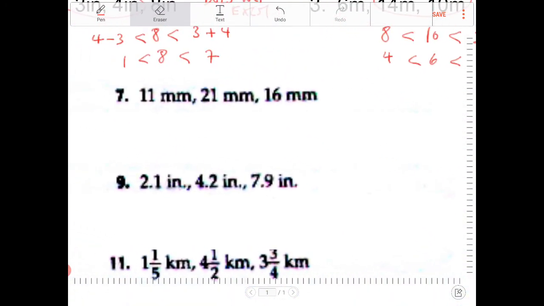All right, so I get 11, 21, and 16. I'm going to pick these two. So if I add 11 and 21 together, I get 32. Subtract 11 and 21, I get 10. 16 is, in fact, in between, so this does work. It exists.